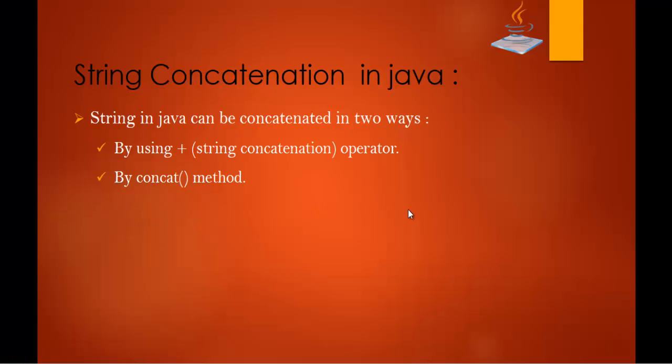Keep in mind, strings in Java can be concatenated in two ways: one by using the addition operator, and the other by using the concat method. Let me show you both of them. It's very simple. The first one is string concatenation.